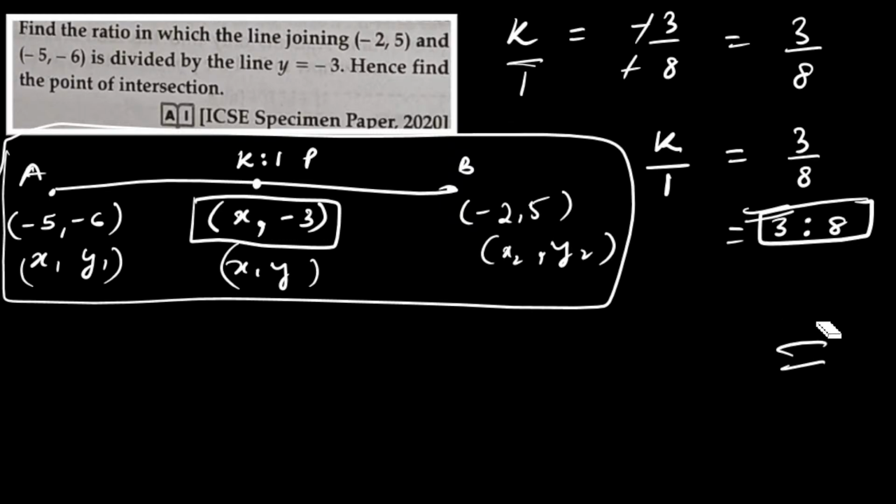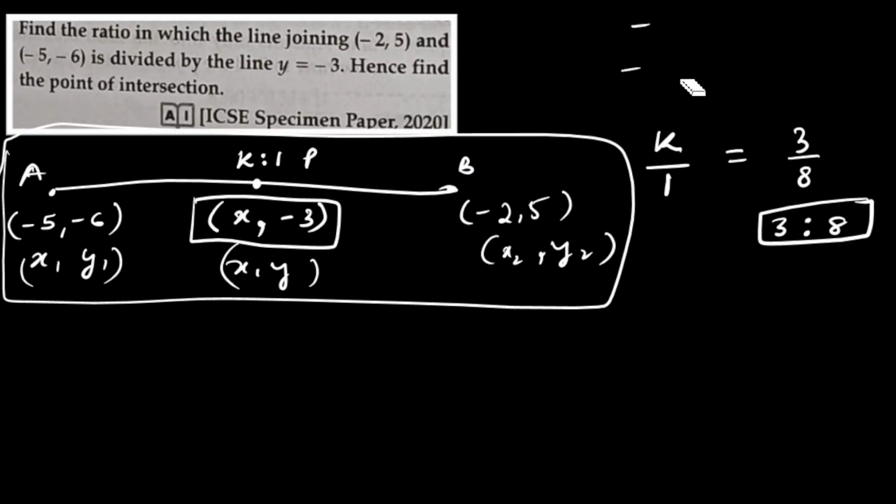Okay, let us find now the point of intersection. How to find the point of intersection? P is the point of intersection here. P is one coordinate. The y point we already know, x we have to find. So here I'll just write 3 is to 8. This is M1 is to M2. Let us find the x point now.